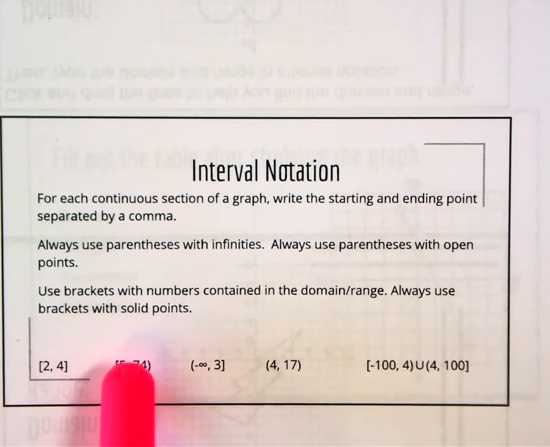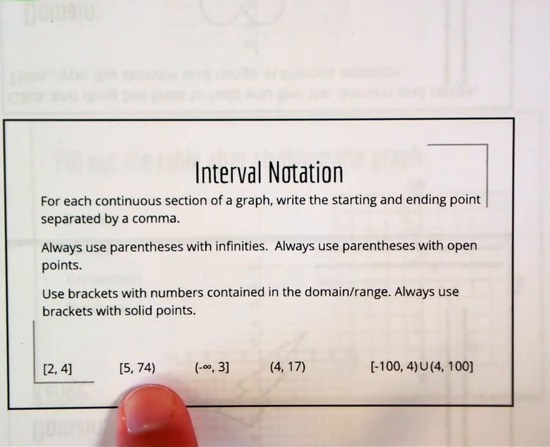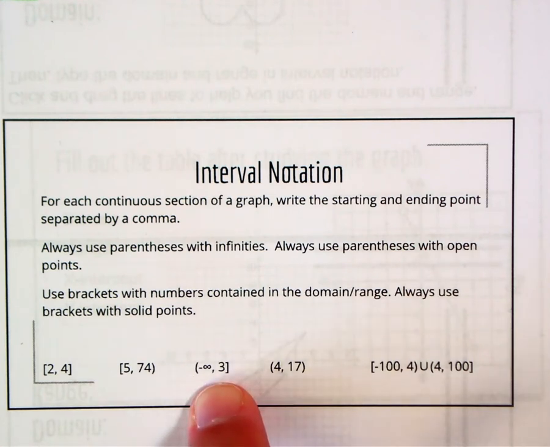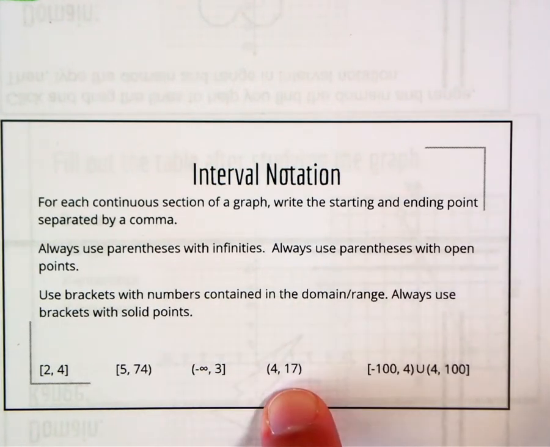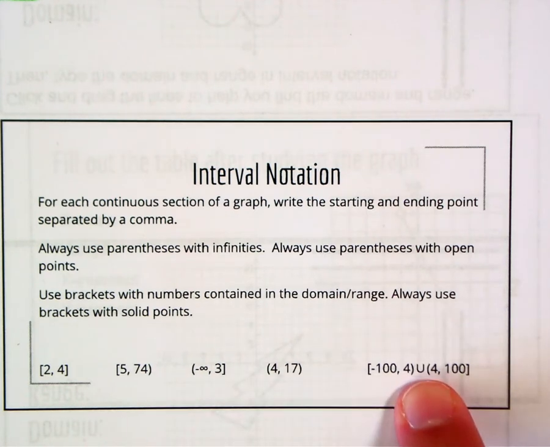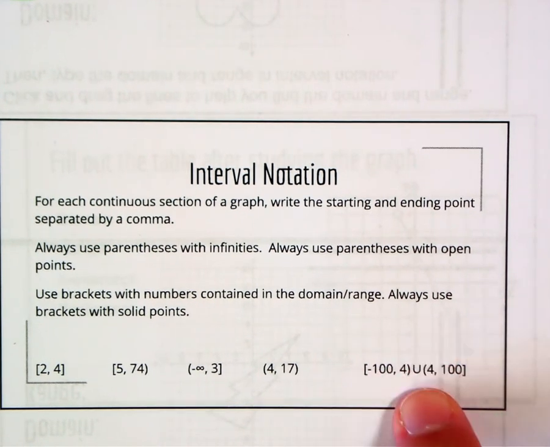So here are some examples down here. This one, we've got brackets, which means it would exist at 2 and 4. We've got one bracket and one parenthesis. It would exist at 5, but it would be an open circle at 74. This means on the left side, we've got an arrow because it's going to negative infinity. And notice we've got parentheses there. We've got parentheses on both sides, so we've probably got open circles on both sides. And then here we've got this union symbol in between, which means that we just have two pieces of the graph, and somehow at 4 the graph breaks or is not continuous, or there's a hole, or there's just some sort of something that's there and we can't include it in the interval.